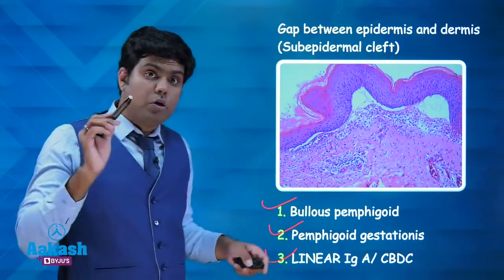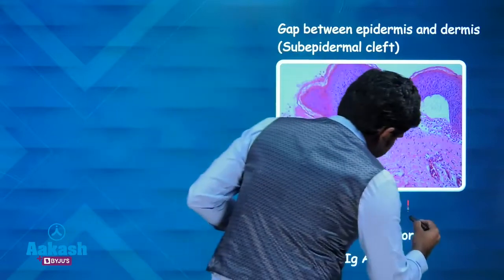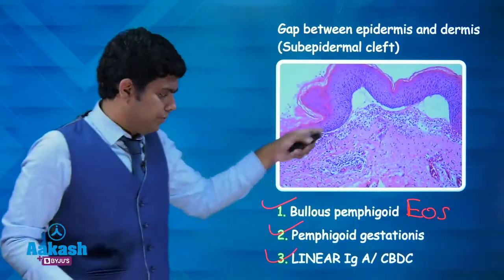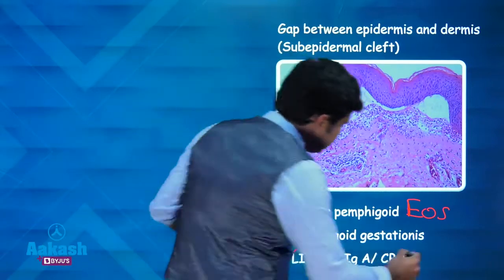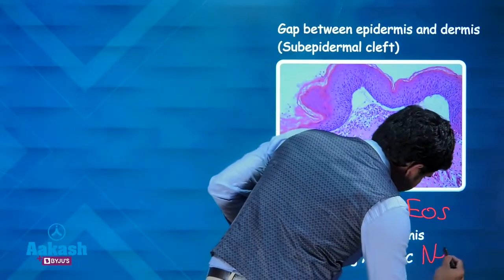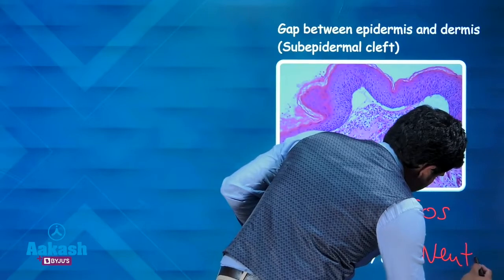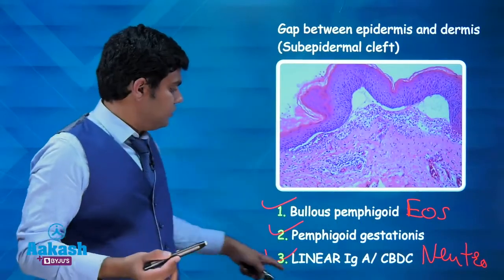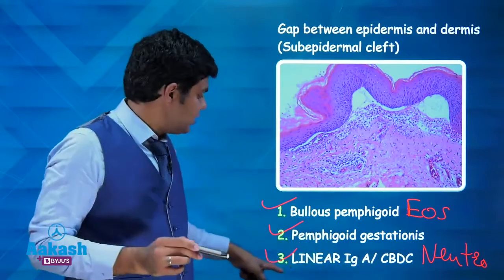Also, one more important thing is that in bullous pemphigoid you will see plenty of eosinophils in the biopsy, whereas in linear IgA disease and CBDC you will see plenty of neutrophils. So remember the question: subepidermal blistering disorder with neutrophils. So one differential is linear IgA disease.